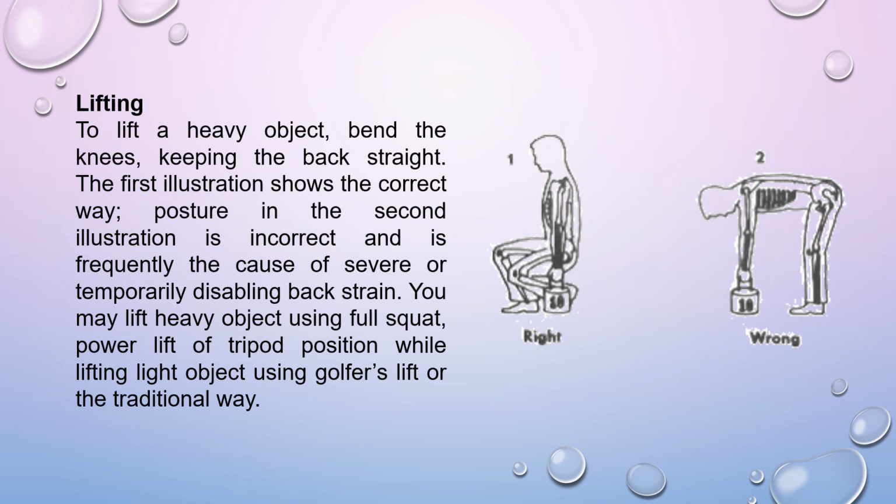Okay, so you may lift heavy objects using full squat. What do you mean by full squat? Full squat is like sitting on an imaginary chair. And then we also have power lift, and we have the tripod. And while lifting light objects, you may use the traditional way of lifting, or you may use the golfer's lift. Okay. So number 2 is not allowed. It should be like that.